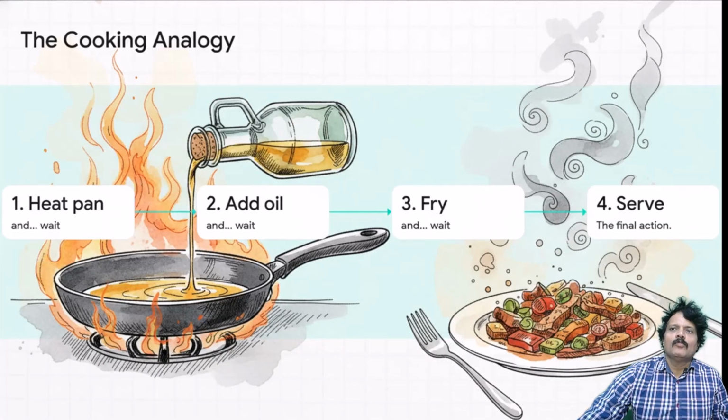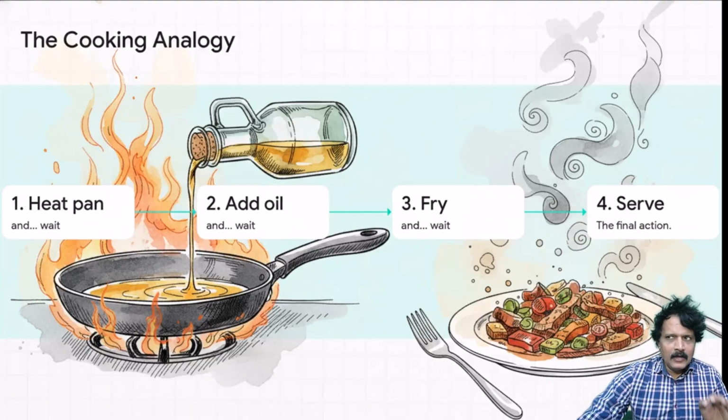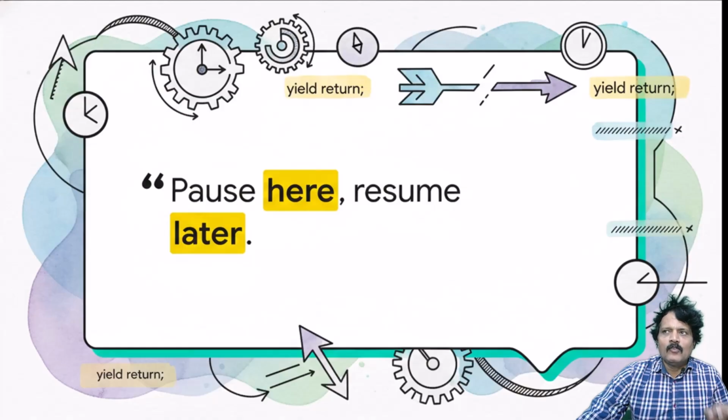Honestly, the best way to wrap your head around this is with a simple cooking analogy. You don't just dump all your ingredients into a cold pan and call it a meal, right? No. First, you heat the pan and you wait. Then you add the oil and you wait. Then you fry the ingredients and you wait. That wait is the absolute magic of an enumerator. In your code, that wait comes from a special command, yield return. All that's doing is telling Unity, hey, pause the whole operation right here. Go do other stuff and then come back and resume from the exact spot later. It's the key to making things happen over a period of time.